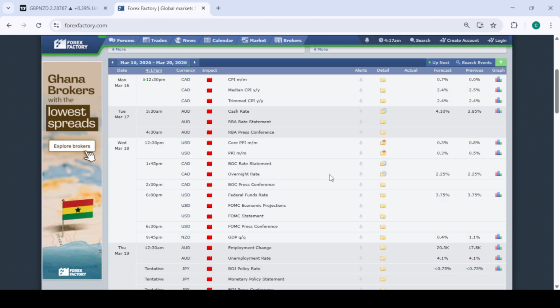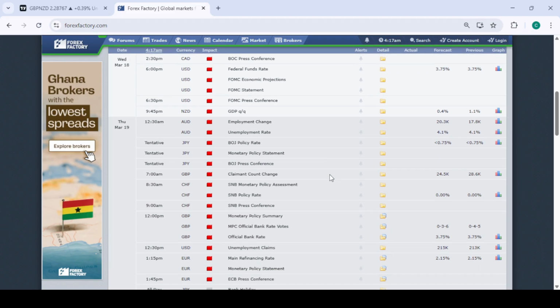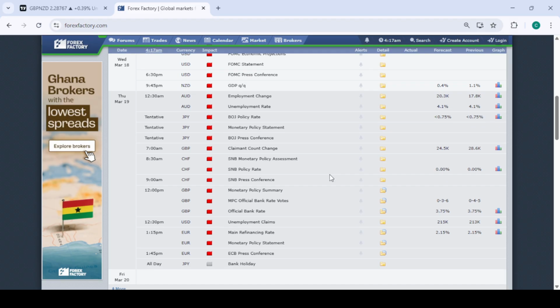On Wednesday we're going to have the core PPI for USD and the CAD overnight rate, or Bank of Canada's rate statement. Later that day on Wednesday we're going to have the FOMC for the US dollar, and then the NZDUSD later that night. On Thursday we're also going to have the employment change or unemployment rate for AUD, which is more like the NFP for AUD. We're also going to have the Bank of Japan's policy rate and monetary policy statement.